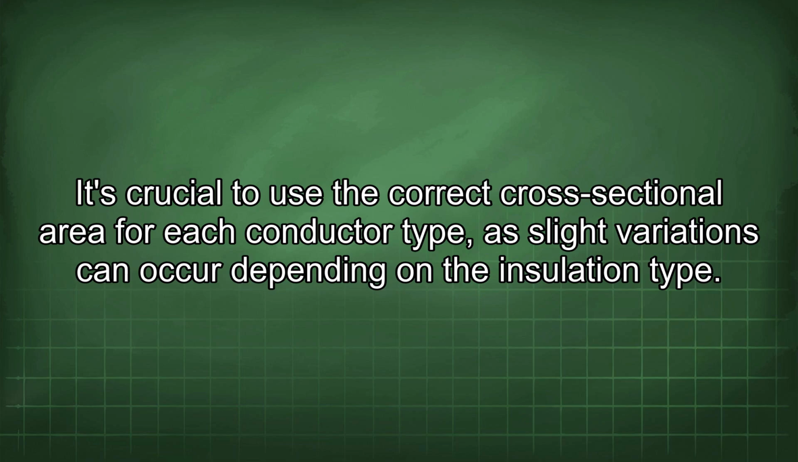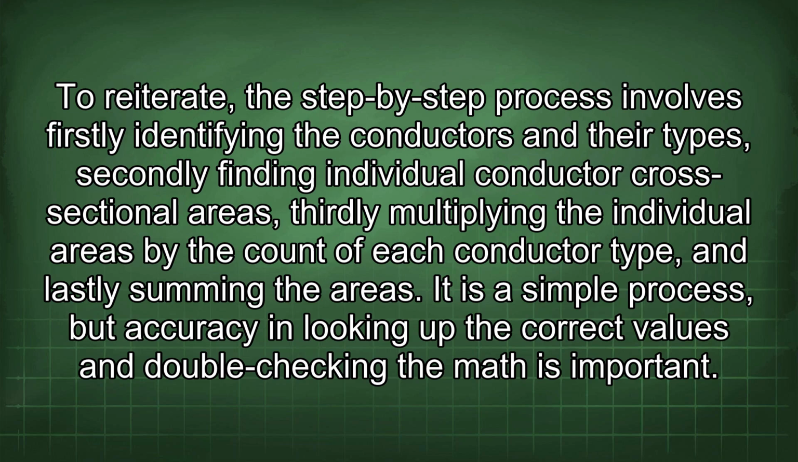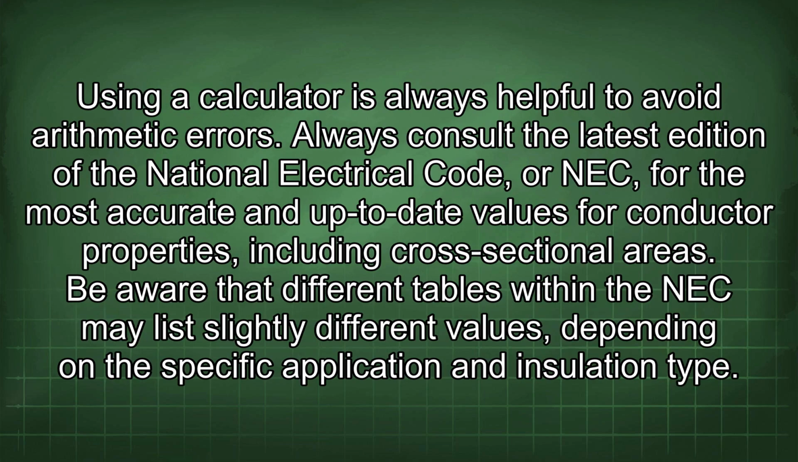To reiterate, the step-by-step process involves firstly identifying the conductors and their types, secondly finding individual conductor cross-sectional areas, thirdly multiplying the individual areas by the count of each conductor type, and lastly summing the areas. It is a simple process, but accuracy in looking up the correct values and double-checking the math is important. Using a calculator is always helpful to avoid arithmetic errors.